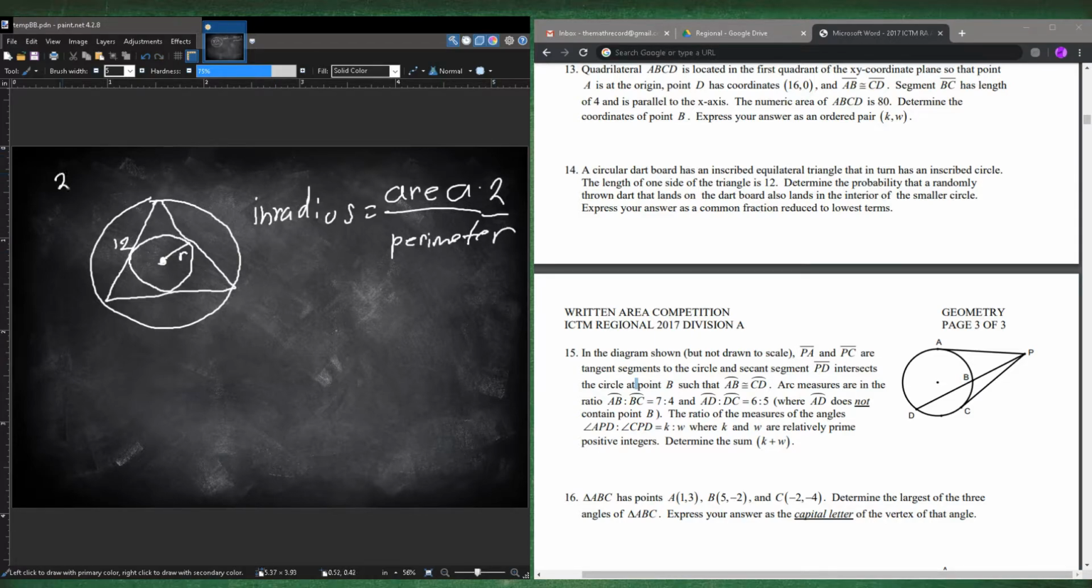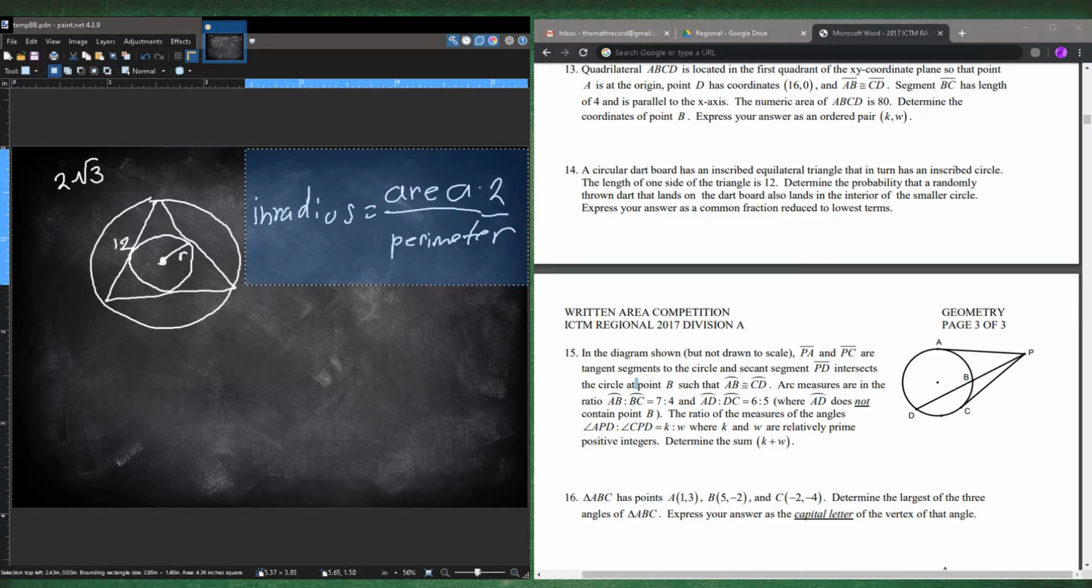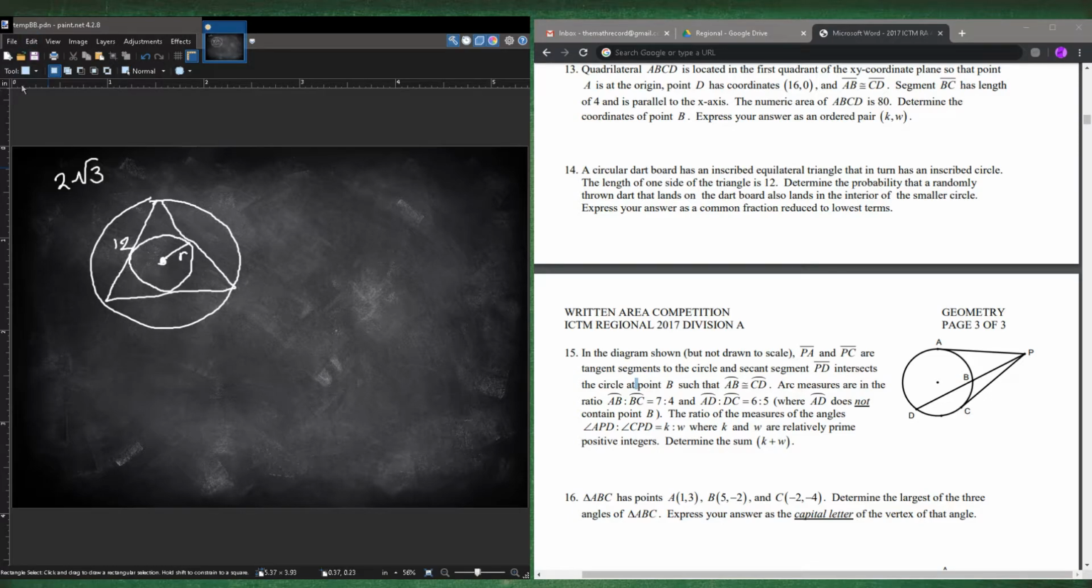So that's our inradius, 2 square root 3. I'm just going to record it up here. And now let's get our circumradius.